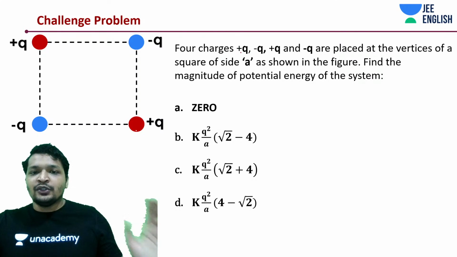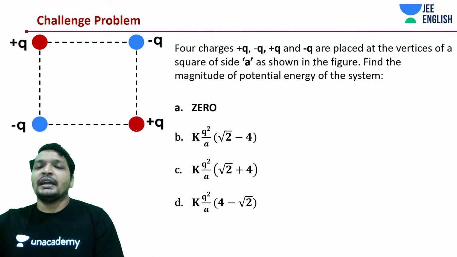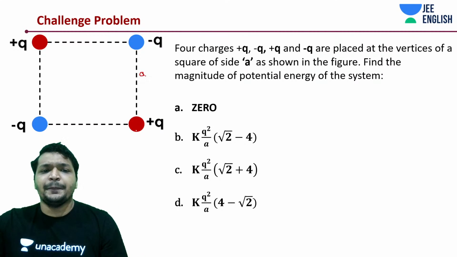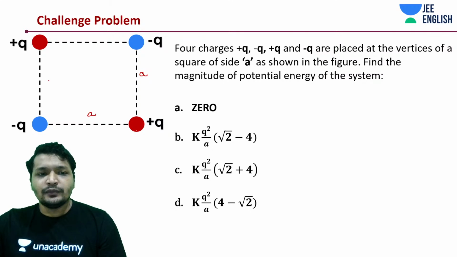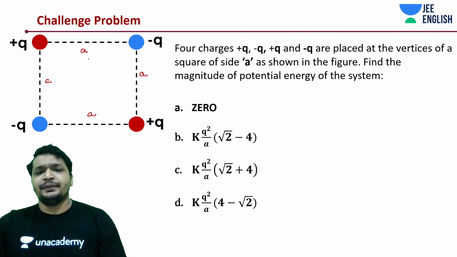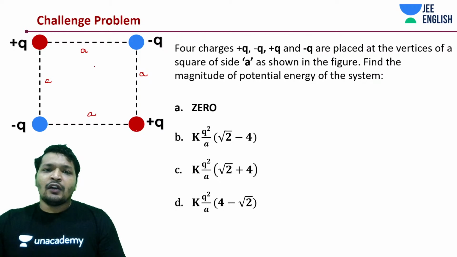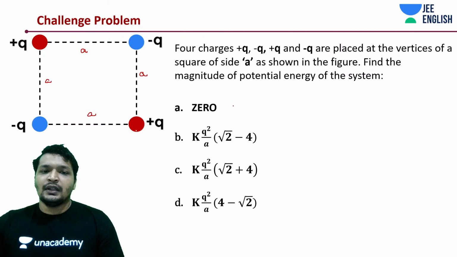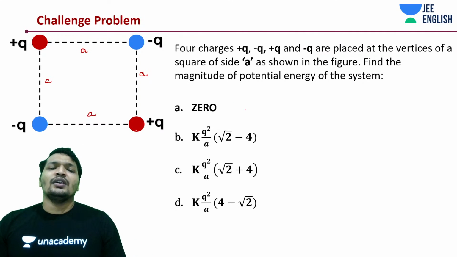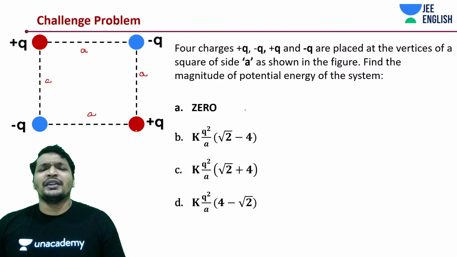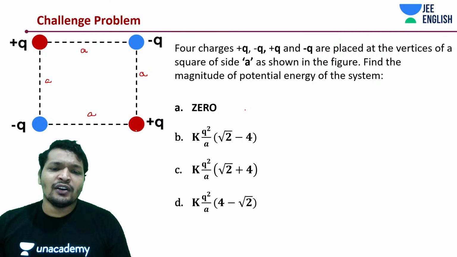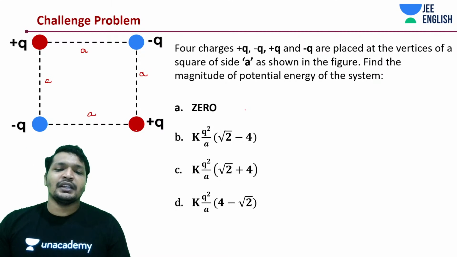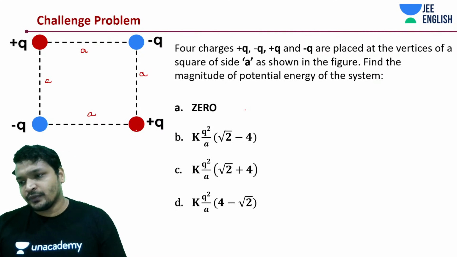Plus q, minus q, plus q and minus q are placed at the vertices of a square of side length a. Now find the magnitude of potential energy of the system. Whether it is going to be 0, or kq square by root 2 minus 4, or kq square by root 2 plus 4, or kq square by 4 minus.